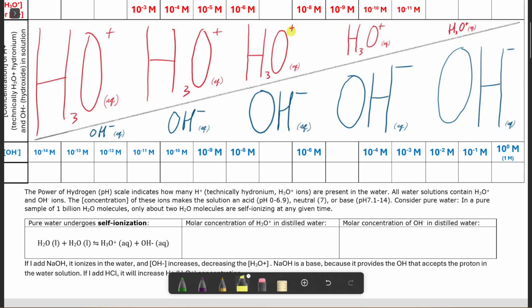Okay, and we're going to consider pure water for a moment. Distilled water is pure water. I have a bunch of jugs in the back of the room of distilled water. And in a pure sample of about 1 billion H2O molecules, there's actually about 2 of those H2O molecules that are self-ionizing. What does that mean?